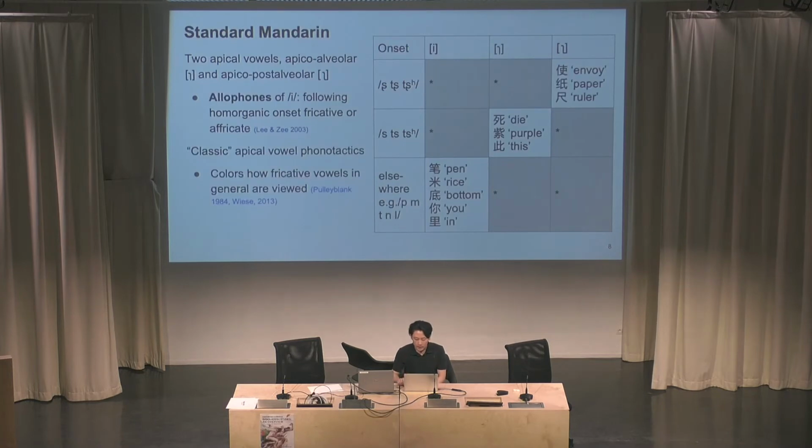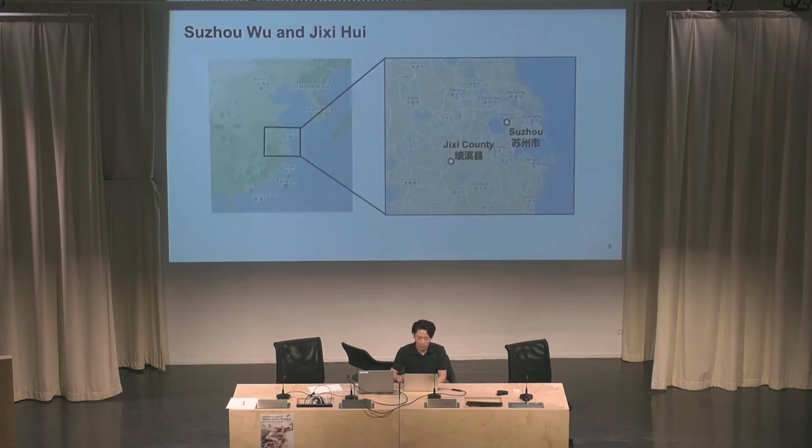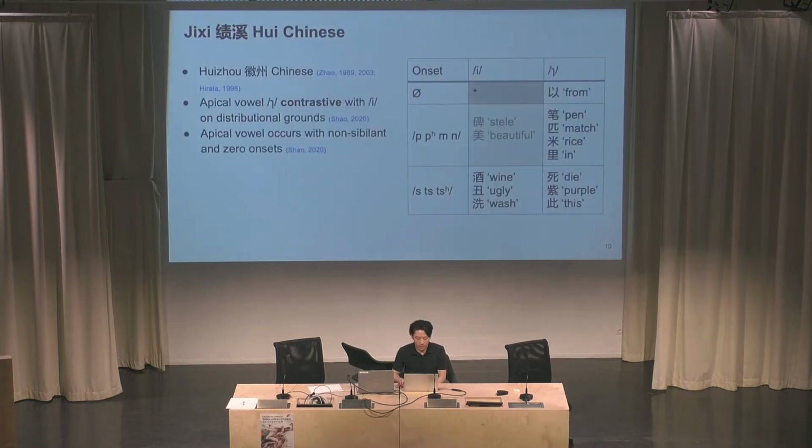These phonotactics are common for apical vowels in some Chinese varieties, but they are not universal. Now we are going to look at Suzhou, Suzhou Wu, or Suzhounese. It's spoken just to the west of Shanghai. Jixi Hui is a variety in the Huizhou dialect continuum, spoken in southern Anhui province. We will start with Jixi Hui.